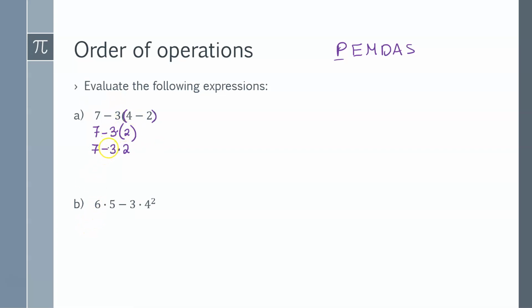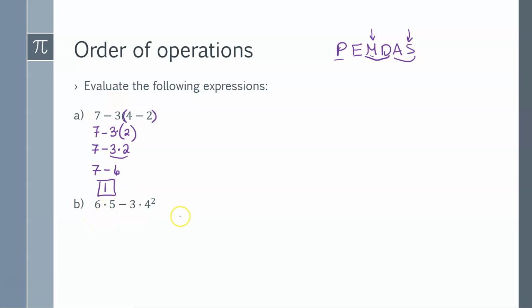Now the options we have next are subtraction and multiplication. Now if we look here, multiplication comes before subtraction. So we need to multiply first. So 3 times 2 is going to be 6. And then we'll go ahead and subtract. 7 minus 6 is 1. So 1 is going to be your final answer.